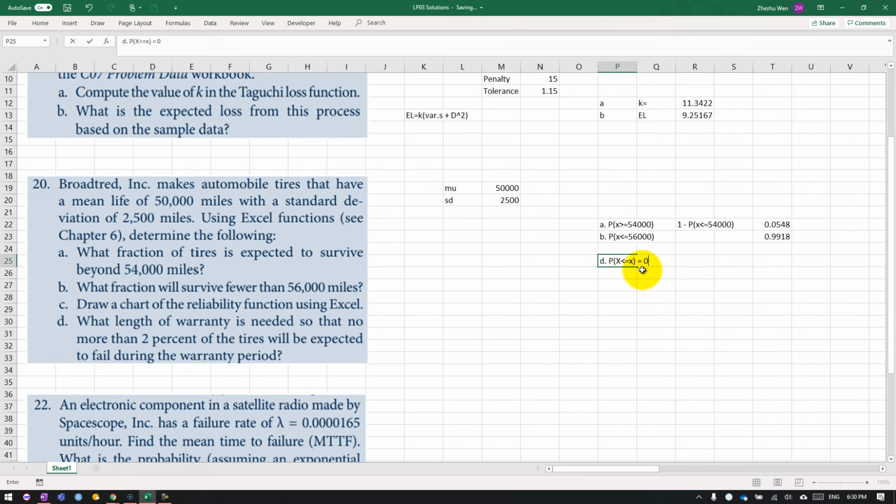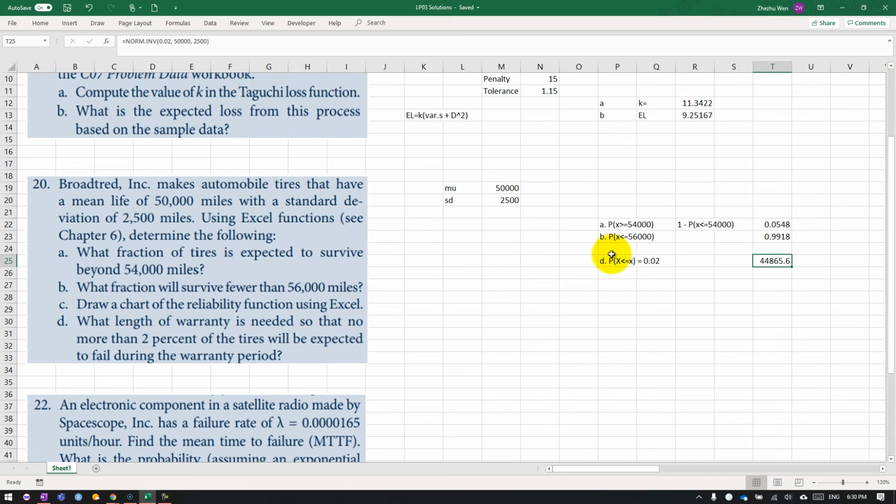Okay, that is equal to 0.02, and then NORM.INV of 0.02, mean is 50,000, standard deviation 2,500. So you only need three arguments here. That gives you the number. So if you set your warranty limit to 44,865.6, that means you only need to service less than 2% of the tires that you have released to the market.